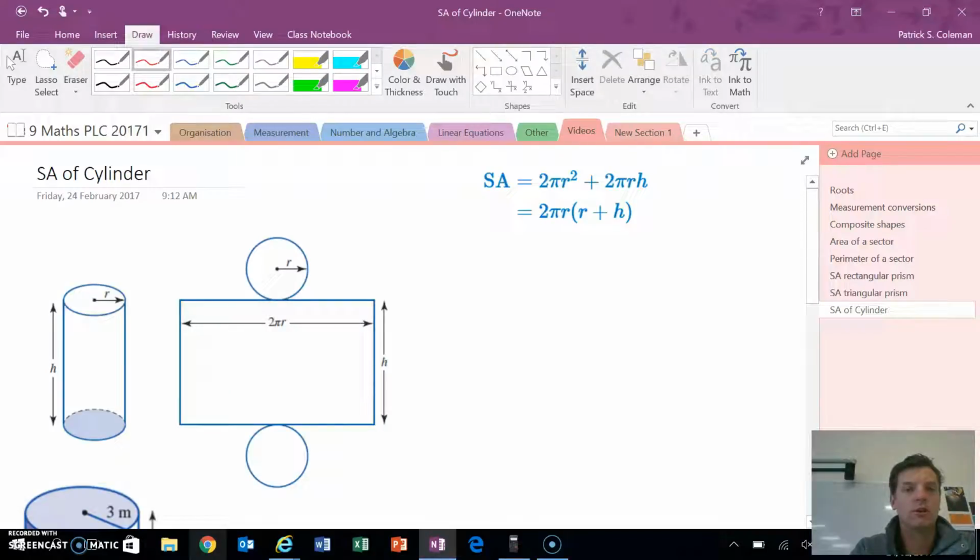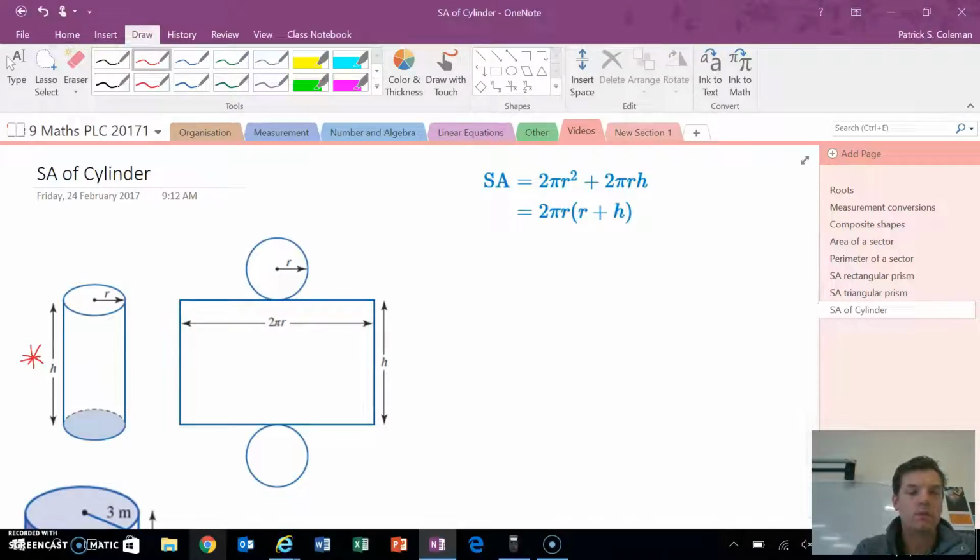Okay, in today's lesson we're going to be looking at surface area of a cylinder. So this is going to be fairly similar to looking at our surface area of rectangular or triangular prisms. And we're going to start with this particular shape here, the cylinder. Now you'll notice it's like a Coke can or a can of tennis balls.